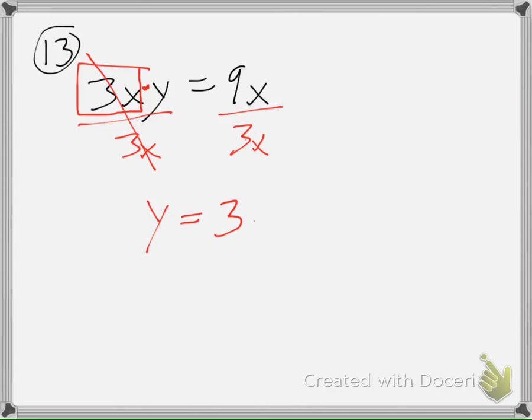Is that direct variation? No, because it's missing that whole x thing. That's not there, so this one is not direct variation because it's missing the variable. You don't get y equals 3 times x. You get y equals 3, because to get y by itself, I had to divide by 3x, and if I divide x by x, then it goes away. So 9 divided by 3 is 3, and that's all there is.